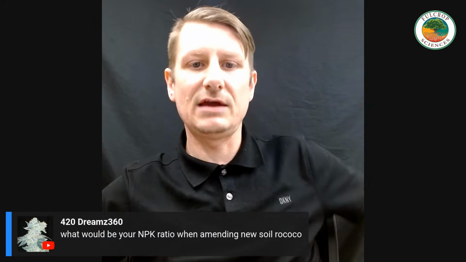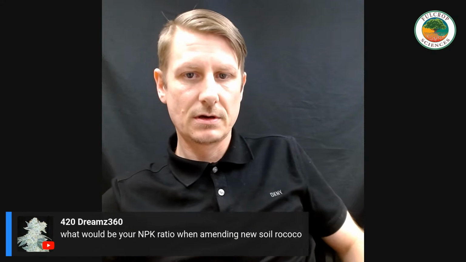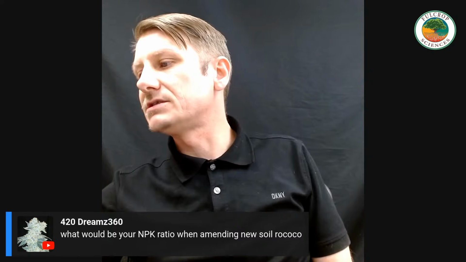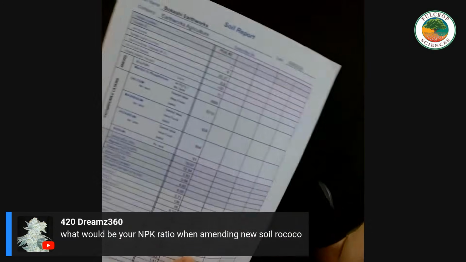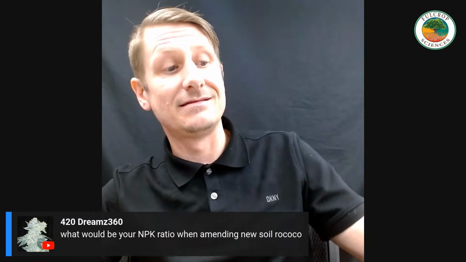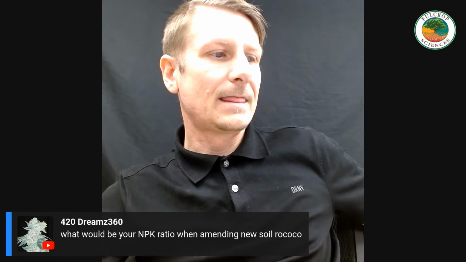What would be the NPK ratio when amending new soil or coco? So it's different, right? You have what's called a standard target, which is just the amount of total nutrient, and then you have what's called a saturated paste when we're looking at data. The saturated paste basically determines the ppm or the solubility of each individual nutrient. So if we're talking about a saturated paste test, I am looking for between 500 and about 1,000 ppm of total soluble salts. Chloride levels, I'm looking to have as low as possible.